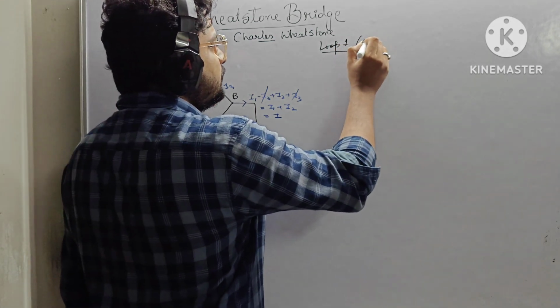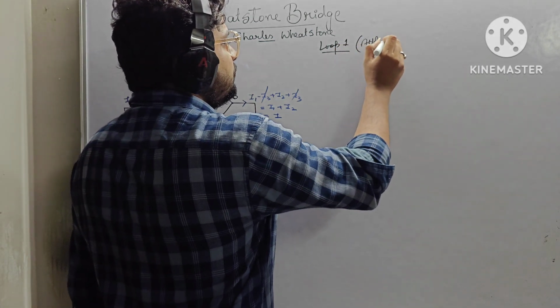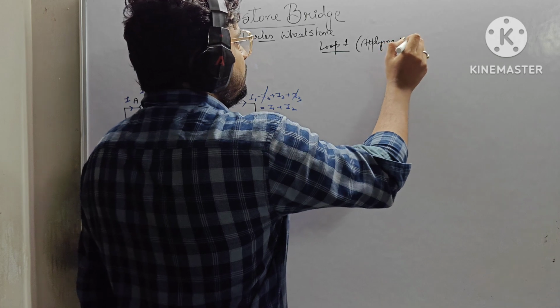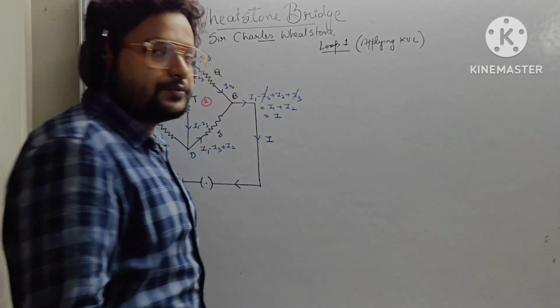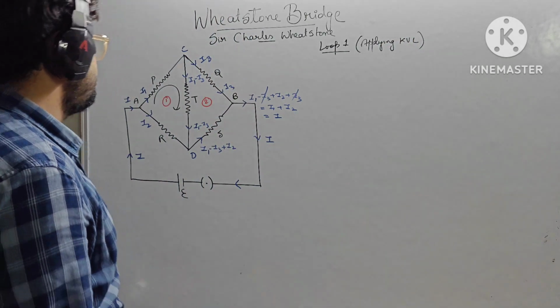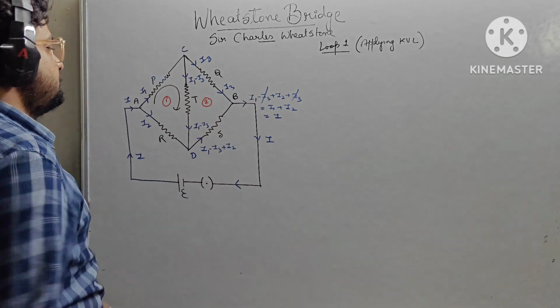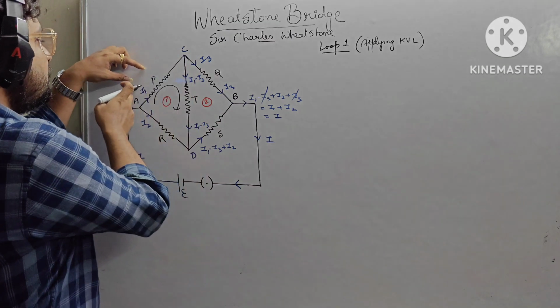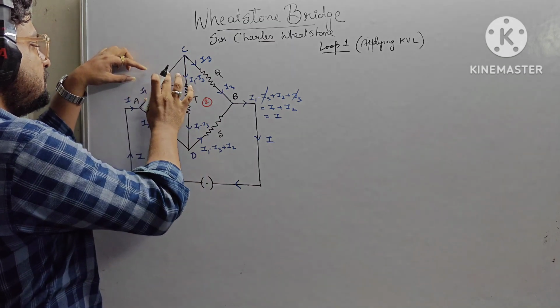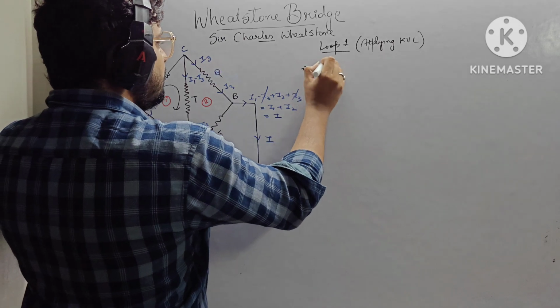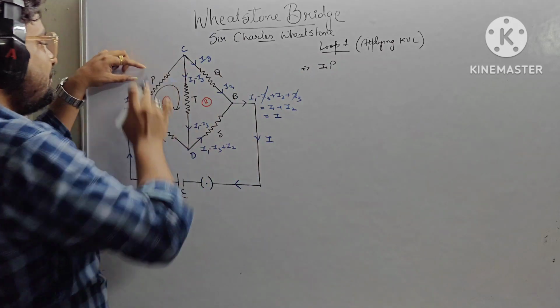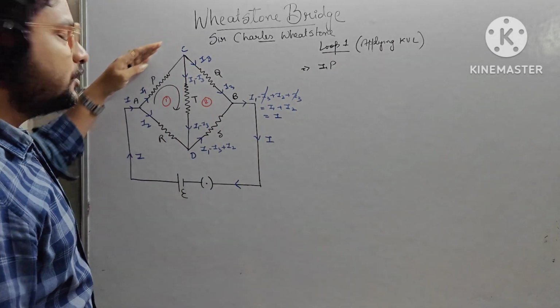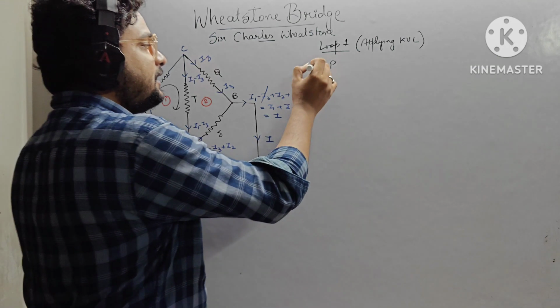So here I am applying KVL, or Kirchhoff's voltage law. So from here I am going, you see, in the direction of current. The potential difference over here is I1 into D. Since I am going in the direction of current, you will take it with a negative sign.